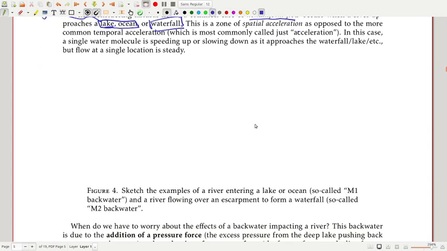So let's just sketch a few examples of how this might play out. I'm going to start out with the first example of a river, and then eventually there's flow into a lake. And at the lake, there is some sort of water surface that is marked right there. And then as we go upstream in the river, that water surface is actually exerting a pressure force that is affecting the flow upstream of it.